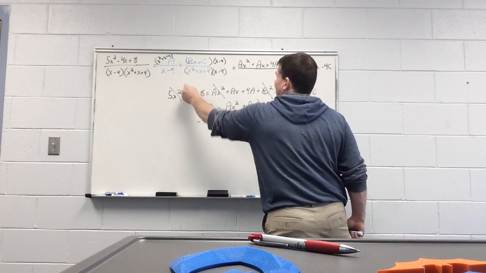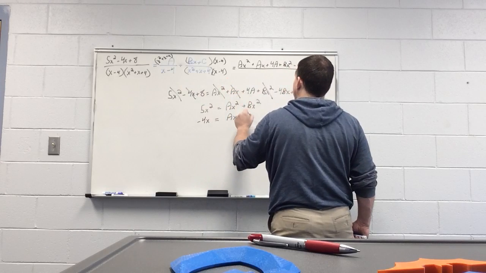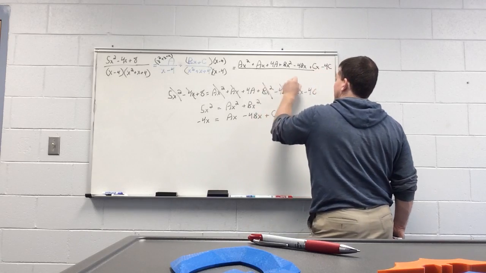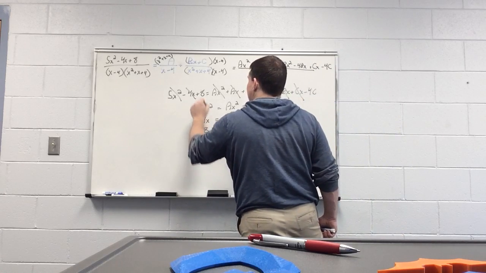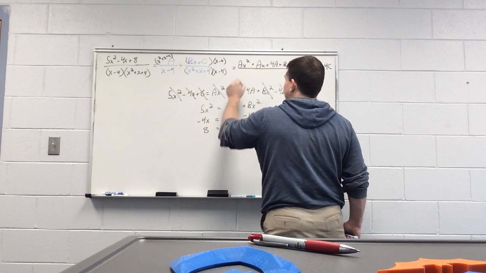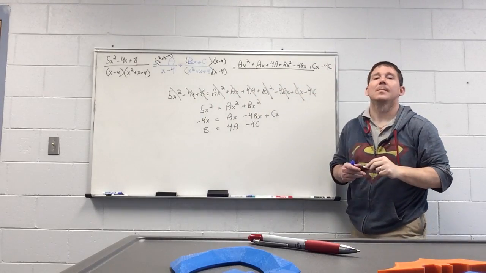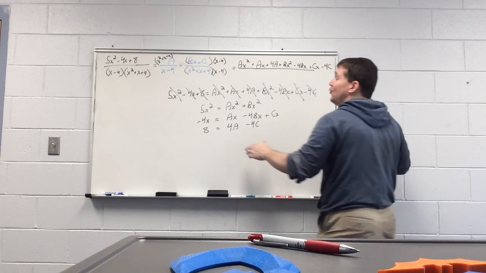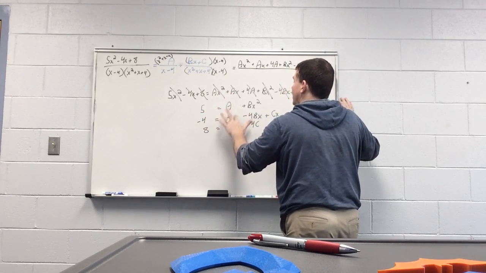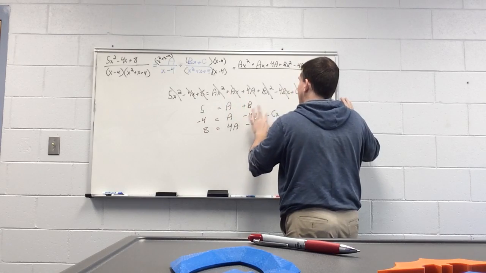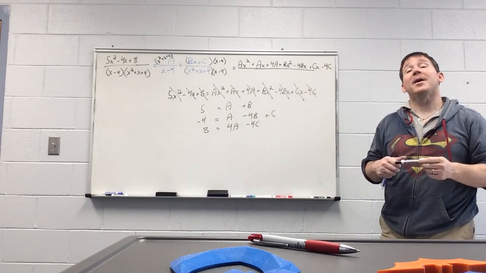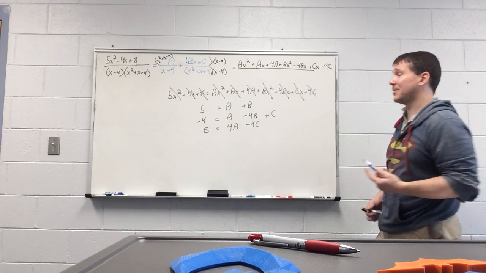Negative 4x equals ax minus 4bx plus cx. Then my constant terms. 8 is equal to 4a minus 4c. And then drop all my x's, because they don't matter now. They all divide out. And I have a nice system to solve right there. I'm not going to bother to solve this one out. Again, we've done systems of equations enough.